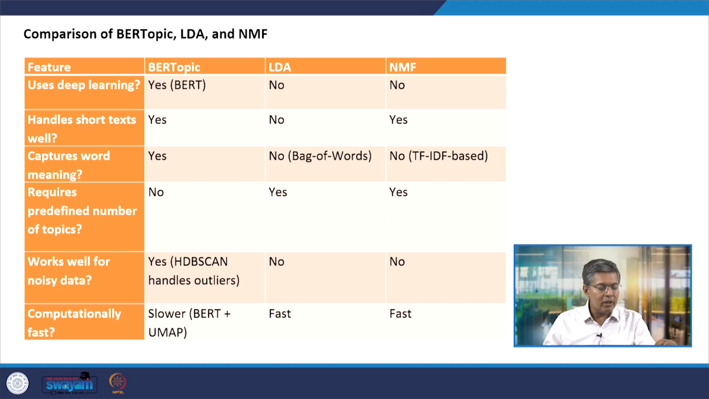Does it work well with noisy data? Obviously, BERTopic works well with noisy data, it can handle outliers, but LDA and NMF no, right. And computationally, which is fast? Obviously LDA and NMF and not BERTopic. So, these are some of the comparisons. Okay. So, with this, I think we have understood all three: LDA, NMF and the use of BERT for topic modeling. What are the challenges, what are the benefits? It is not that NMF is always better than LDA or the other way around, but yes, BERTopic has a big advantage, but it is computationally slower, that is a problem.